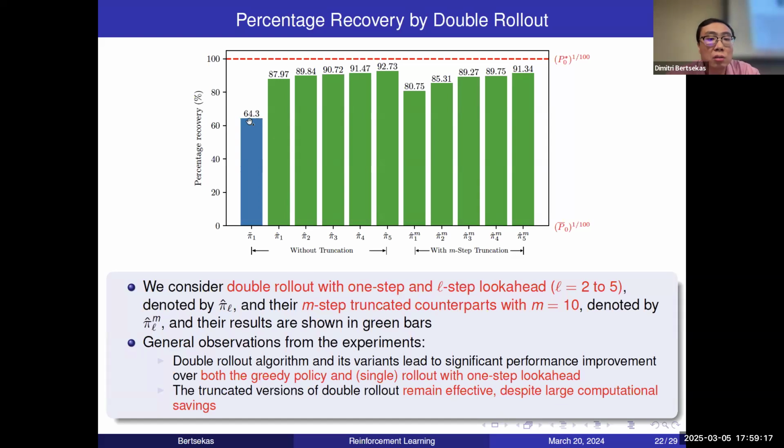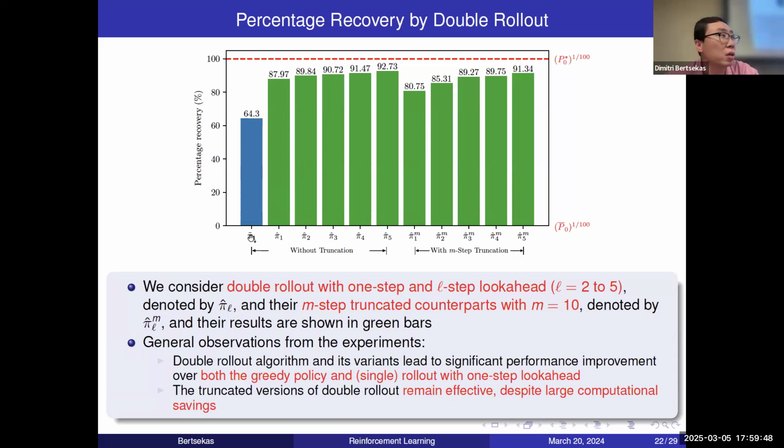What you can do is, similarly, compute the double rollout percentage recovery. You can compute from this figure the percentage recovery of double rollout compared with the base policy, which is rollout with one step lookahead. And also I need to emphasize that here, our base policy is rollout with one step lookahead, the exact version. There is no truncation involved.